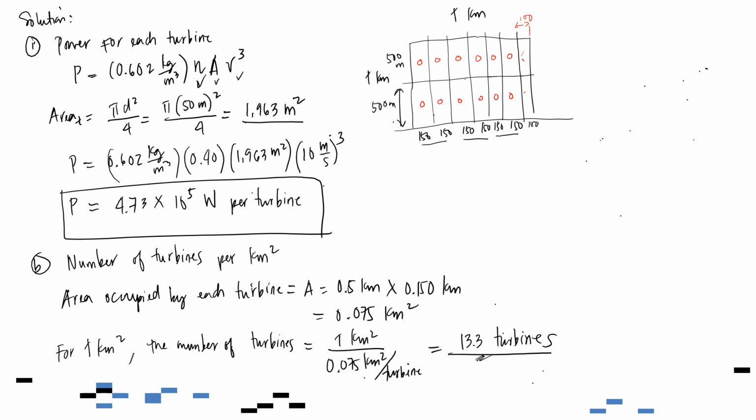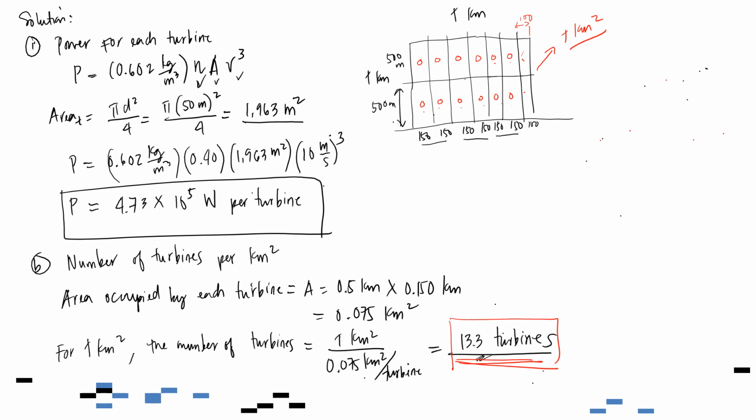So how many are these? 1, 2, 3, 4, 5, 6. 1, 2, 3, 4, 5, 6. So 12, 13. So it is basically correct. We have 13.3 turbines in 1 square kilometer. So this is 1 square kilometer of area. All right, so that's correct now.